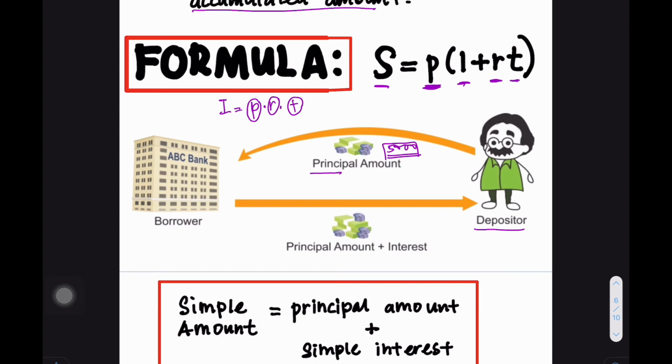So later, contohnya after a few years, bank akan bagi balik duit awak. Okay, tapi bank takkan bagi cuma RM5,000. Bank akan bagi RM5,000 plus interest value. Mungkin awak akan dapat RM5,400 contohnya. So 400 tu adalah interest value yang bank akan bagi kepada awak selepas a few years. Okay, so the sum of the principal with the interest, we call it as a simple amount.